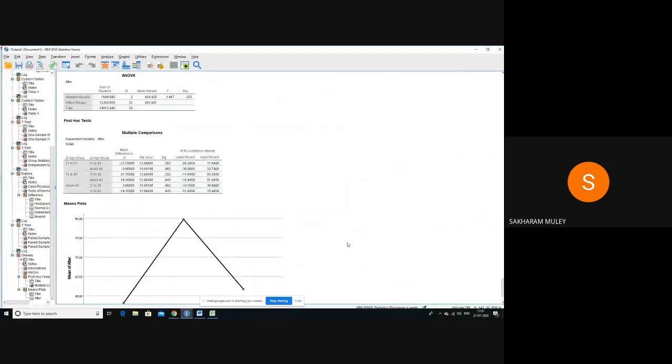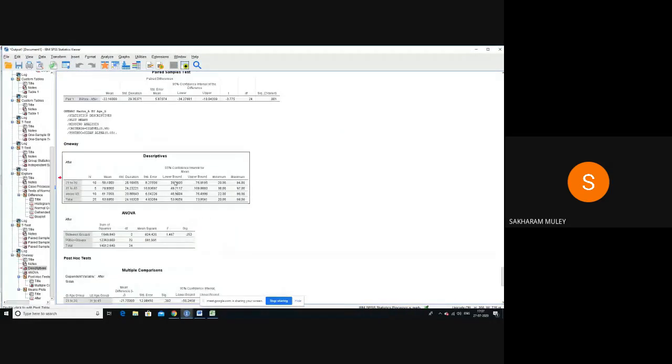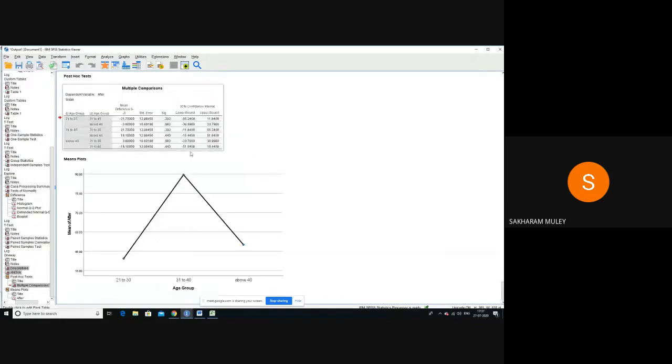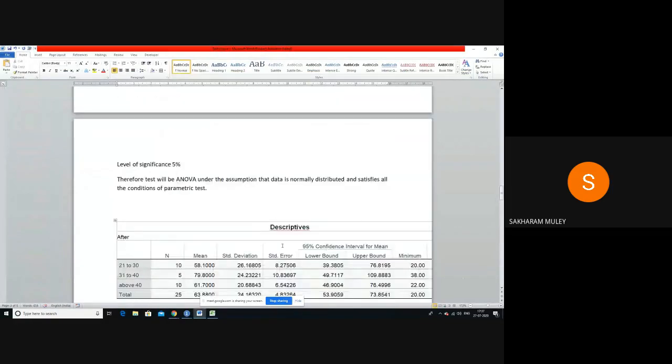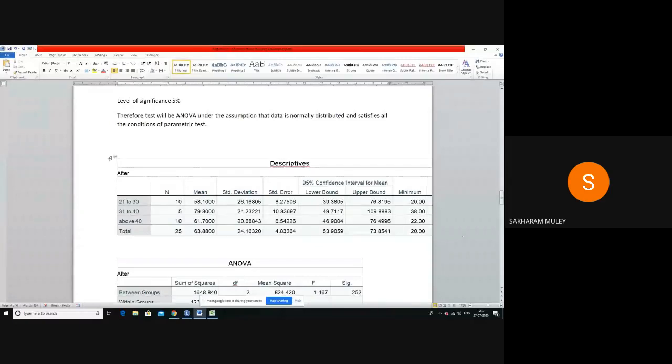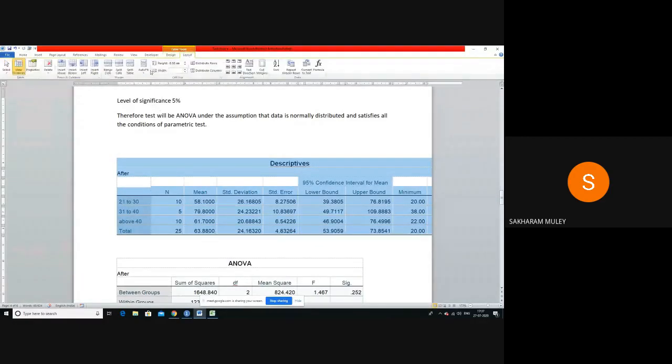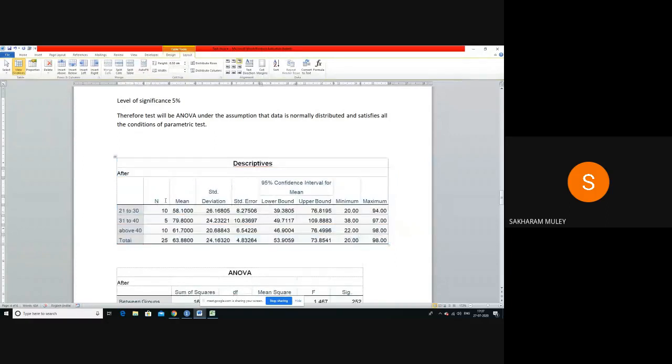Then you will get descriptive, ANOVA, and multiple comparisons. You can export this, but if you export, you have to save it somewhere else. Let us do it one by one. This is your descriptive statistics. In descriptive statistics you get the total number of observations, the mean and standard deviation in each group, the standard error, the 95% confidence interval for each group, and the minimum and maximum value in each group.